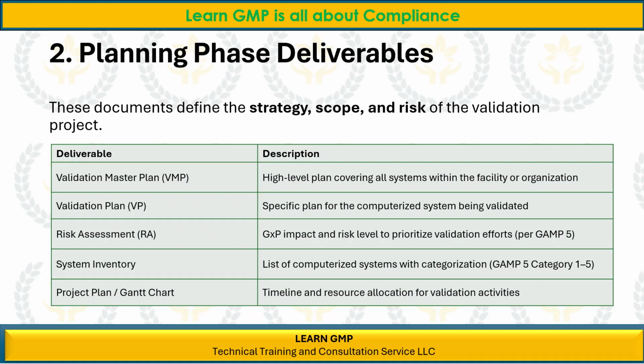Deliverable: Risk Assessment, RA. Description: GXP impact and risk level to prioritize validation efforts, per GAMP 5. Deliverable: System Inventory. Description: List of computerized systems with categorization, GAMP 5 Category 1 to 5. Deliverable: Project Plan/Gantt chart. Description: Timeline and resource allocation for validation activities.